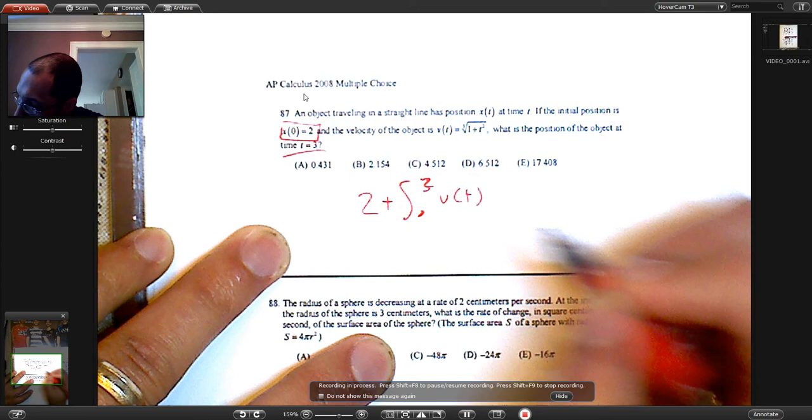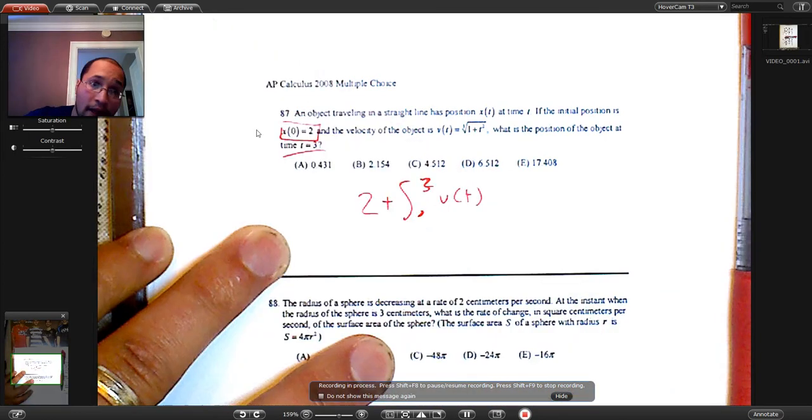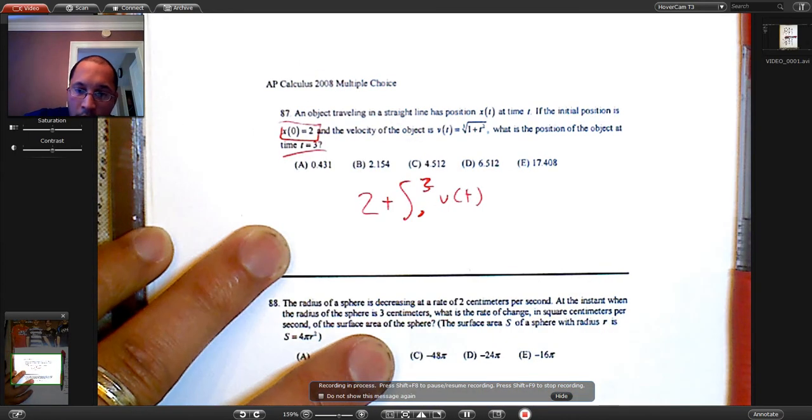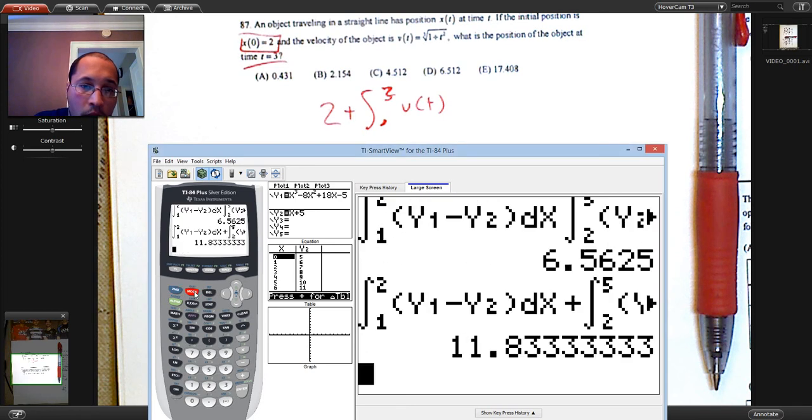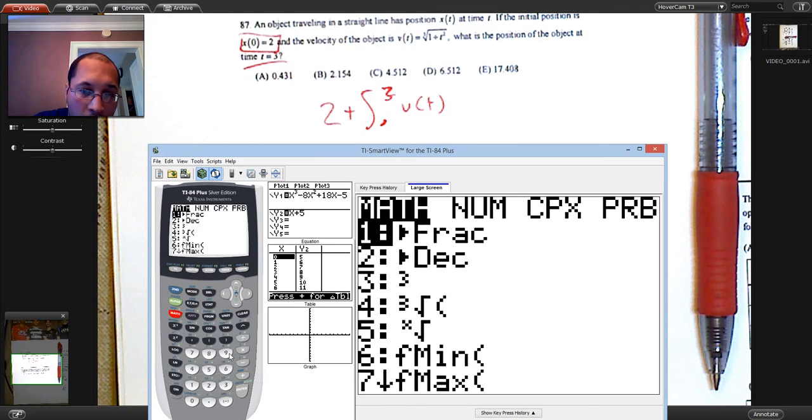All right, so let's do it. Stinking calculator. Oh my gosh. I'm going to pause because this calculator is just atrocious. All right, that didn't take that long. I get the function in: 1 plus 2 x squared to the 1/3 power because it's the cube root. I'm going to do 2 plus math 9, 0 to 3.